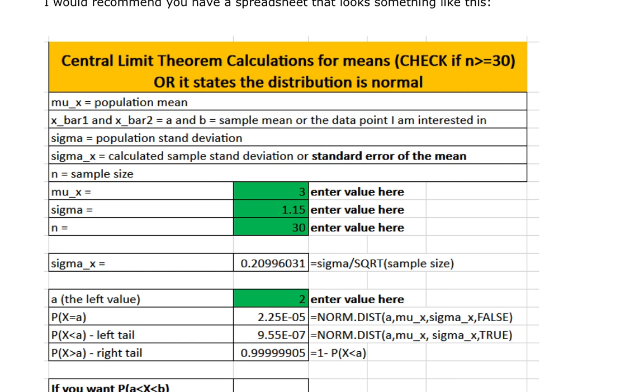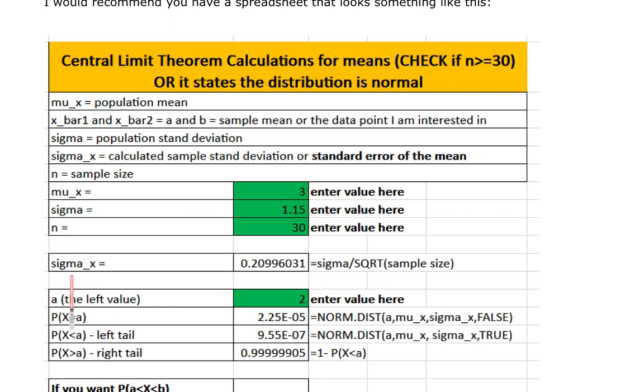So I would recommend you have some sort of calculator that looks like this. I like to label everything. I have my x bar 1 and my x bar 2. These are some values a and b. These are the means, the sample mean that I am interested in, or the data point. We have the sigma, which is a population standard deviation, and then we have sigma sub x bar. This is a calculated sample standard deviation, or the standard error of the mean. Sample size, you'll be given mu, you'll be given sigma, you'll be given n.